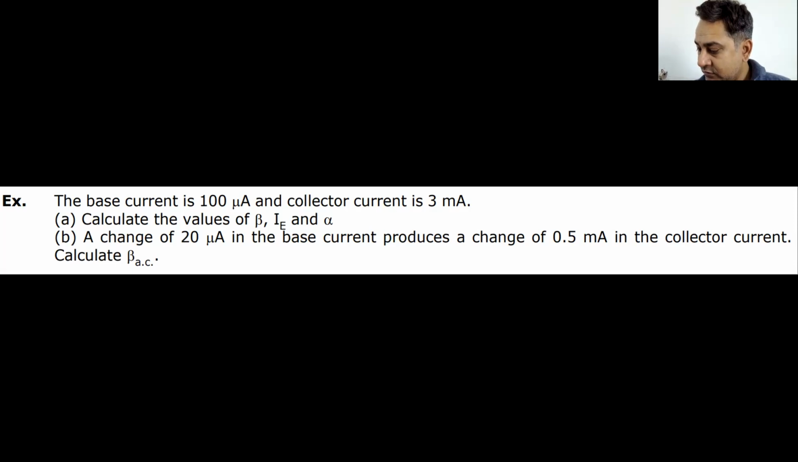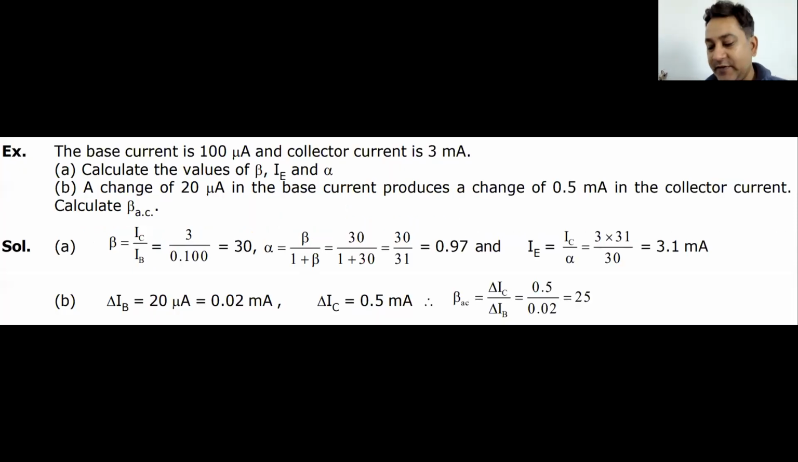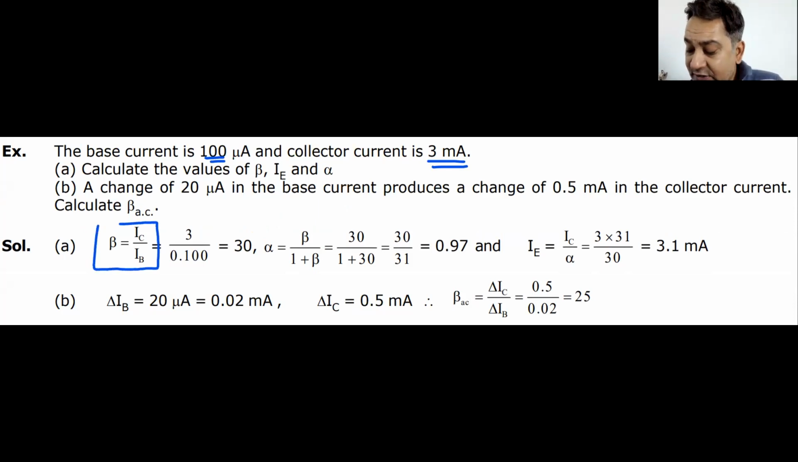Formula is confusing? No, formula is not confusing, beta. Formula is very, damn simple. I will tell you, don't worry. So we are given the base current, and the collector current is 3 milliamps. One is microamp, one is milliamp. You can find out the value of beta: IC divided by IB.